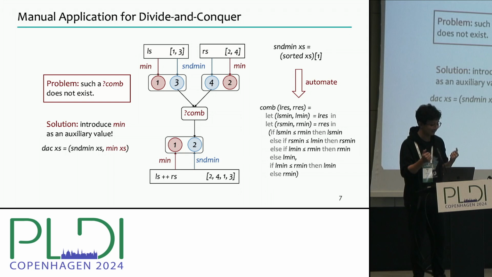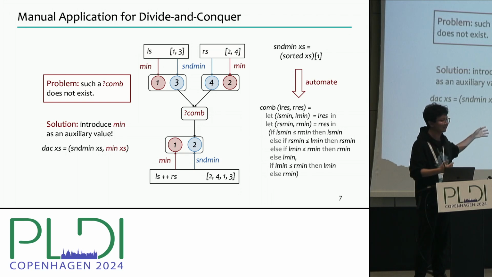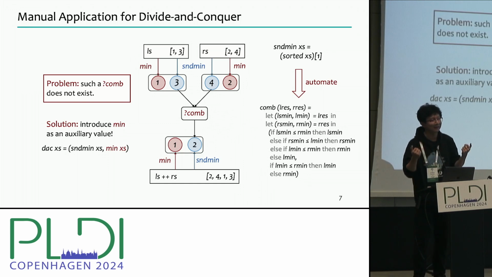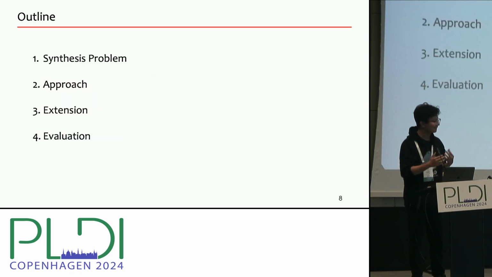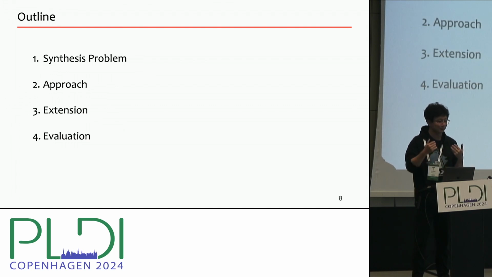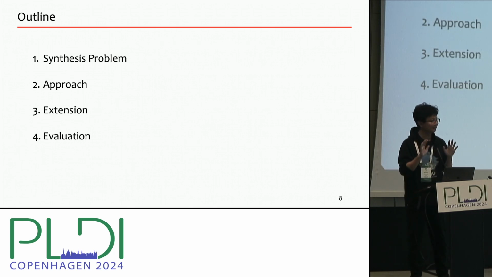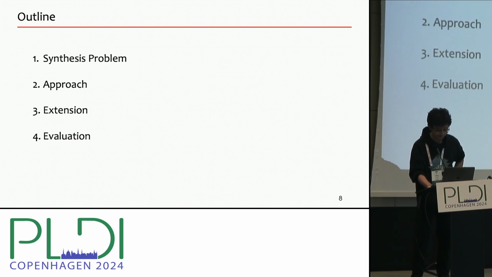So it would be definitely great if we can automate this procedure. That is, automatically synthesize this combinator just from a user-provided arbitrary reference program. OK, so this is our motivation. And later in the remainder of these slides, I will first show you the formal definition of our synthesis problem, then the basic idea of our approach. Then I will show you some interesting extension of our approach beyond divide and conquer. And at last, I will show a very brief evaluation.